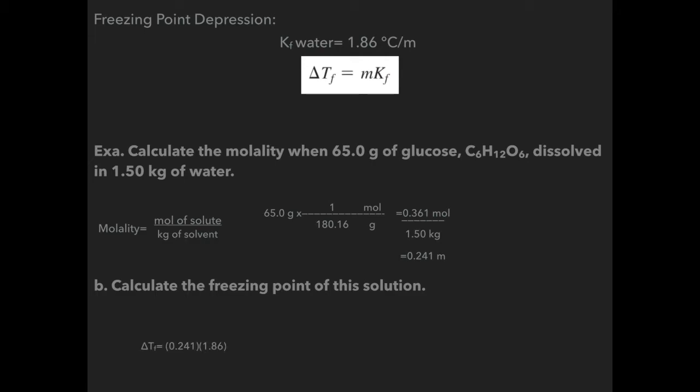Then to find my new freezing point after I've added glucose to water, I need to say my delta TF is going to equal 0.241, which is my molality, my m, times my Kf, which is 1.86. So my delta TF is going to be 0.447 degrees Celsius. That is how much sugar lowers the freezing point of water. So if the freezing point of water is 0, the new freezing point of water is going to be negative 0.447 degrees Celsius.